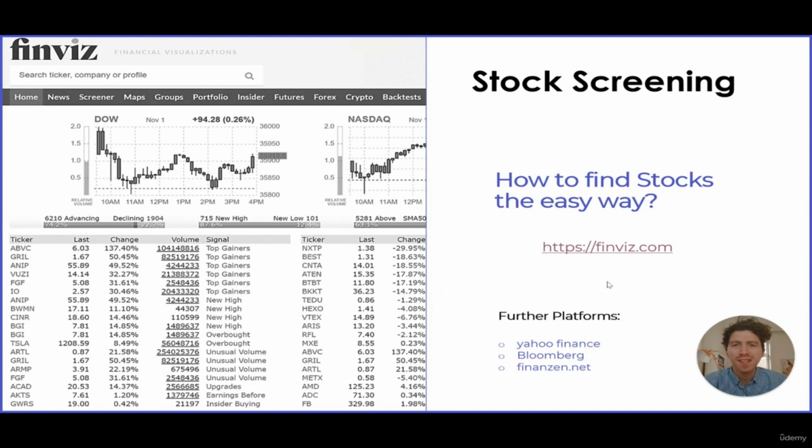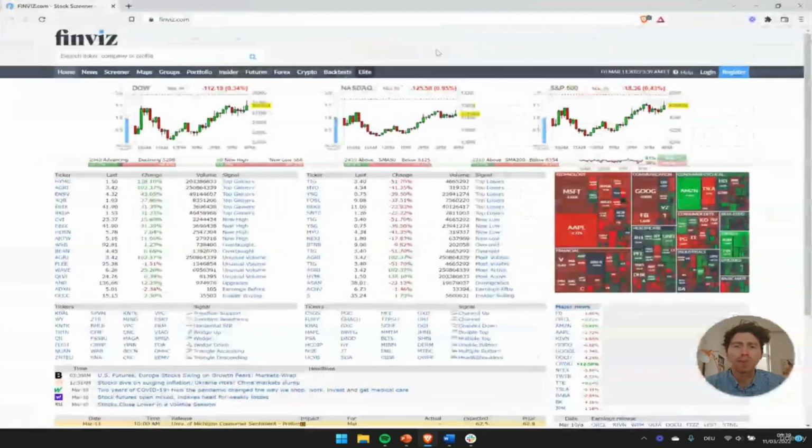How to find stocks the easy way: stock screening. In this lesson, I want to briefly explain how to find interesting companies and what platforms are out there to actually find them. One of the most common ones, which I personally also use, is finviz.com, but there are other platforms like Yahoo Finance, Bloomberg, or Finanzen.net for German-speaking areas. And in this section, I want to briefly show you Finviz and how to navigate within the platform.